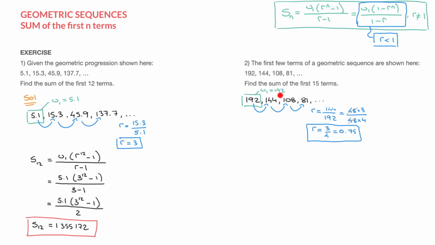Okay, now that we've made a note of the first term as well as the common ratio, we're ready to use our formula. Notice here that the common ratio is less than 1, and so I'll use the second formula we have here. And I'll go ahead and write that the sum of the first 15 terms, S sub 15, is equal to the first term, U1, times 1 minus r raised to the power of 15, and all of that's written over 1 minus r.